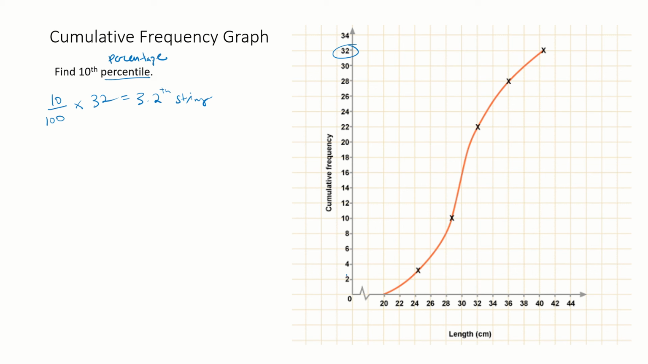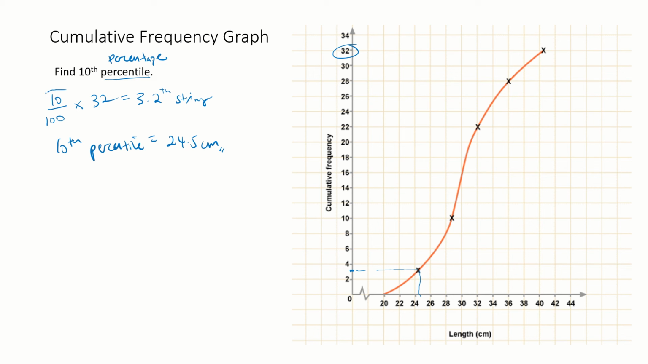3.2 string is somewhere around here, maybe halfway and slightly higher. Now this graph doesn't have many lines, so it's a little difficult to observe. But in any case, it could be around 24.5. So 10 percentile is about 24.5 centimeters.